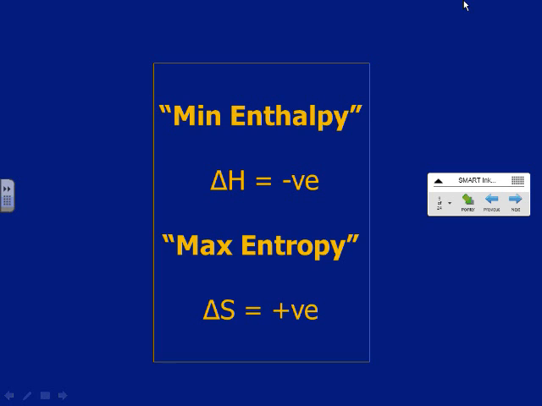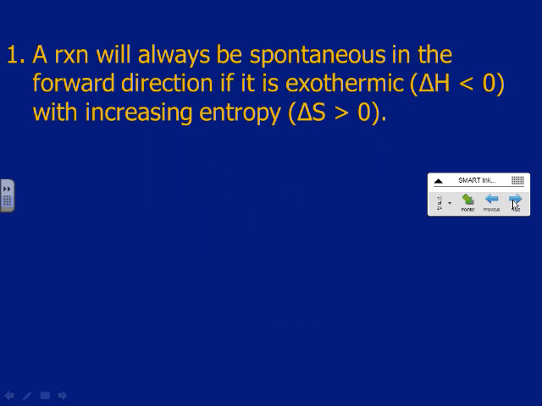Ikai high, so low. And this one here: minimum enthalpy, maximum entropy. The universe likes reactions to move to minimum enthalpy, negative delta H, and move to maximum entropy, the most chaotic system. All right. Let's look at some examples.